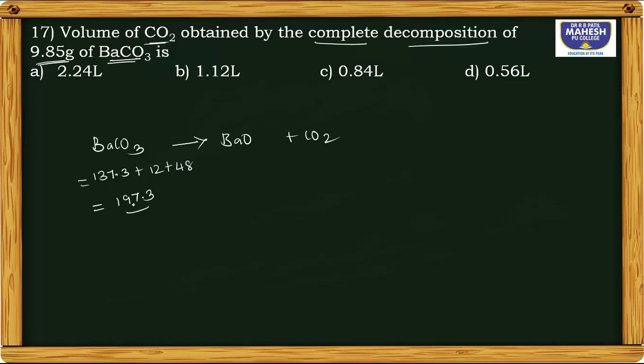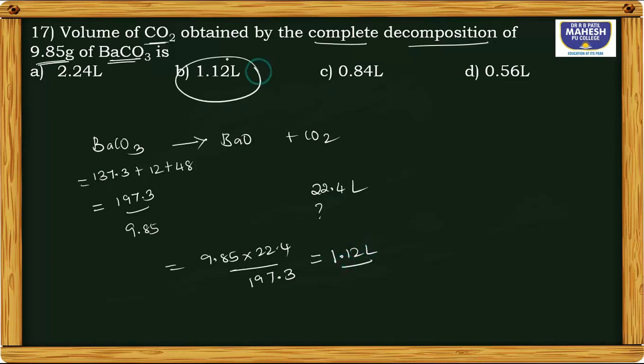So whenever 197.3 gram reacts, I am going to get 22.4 liters of carbon dioxide. When 9.85 gram is going to react, how much? So automatically 9.85 into 22.4 divided by 197.3, and if you solve that, then the answer is going to be 1.12 liter. So option B.